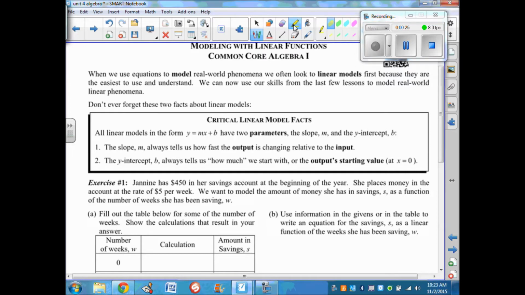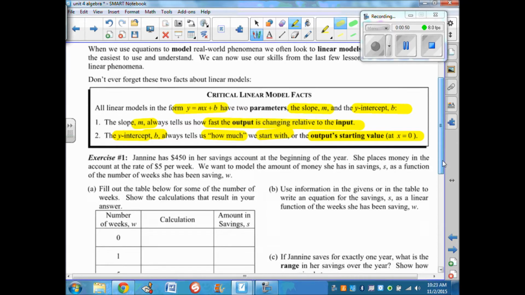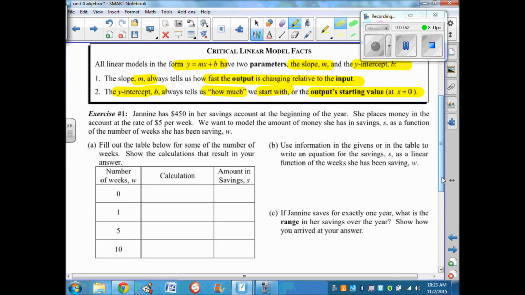Some key pieces of information that we need to keep in mind: y equals mx plus b and our two parameters, the slope and the y-intercept. That slope tells us how fast the output is changing relative to the input. The y-intercept, or b, tells us how much we start with, our starting point, or the output's starting value when x is 0. So two key pieces of information to understand there.